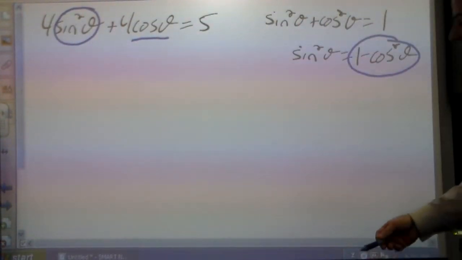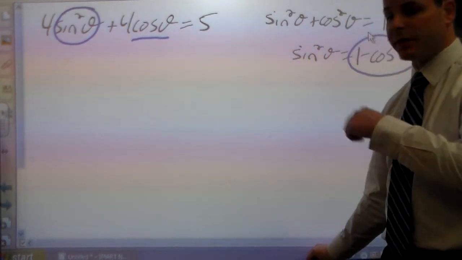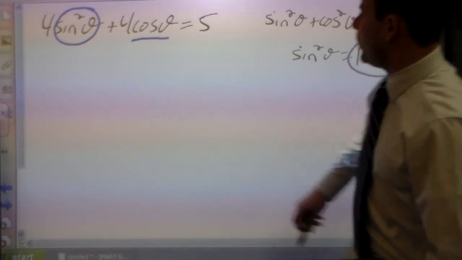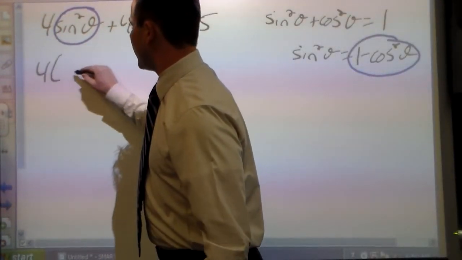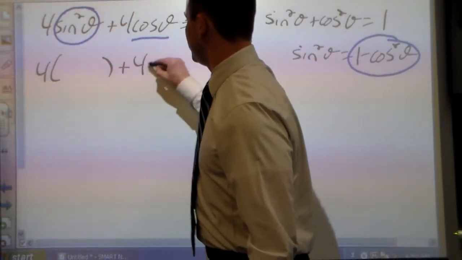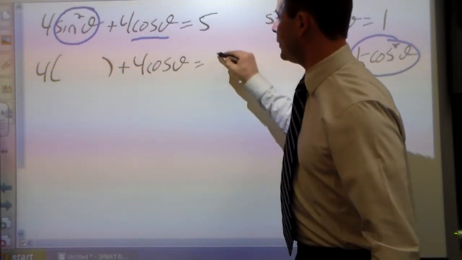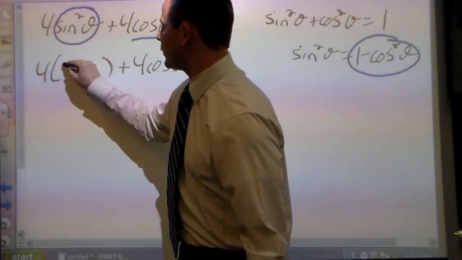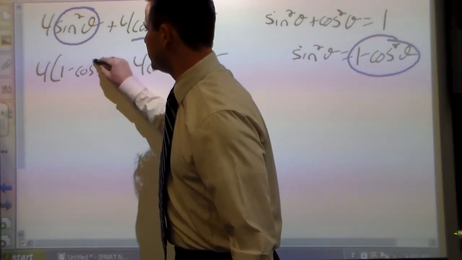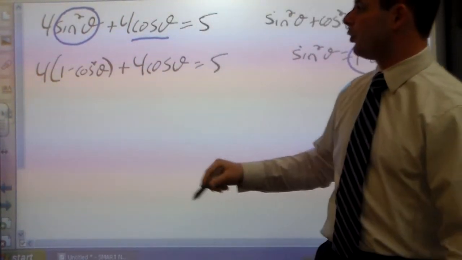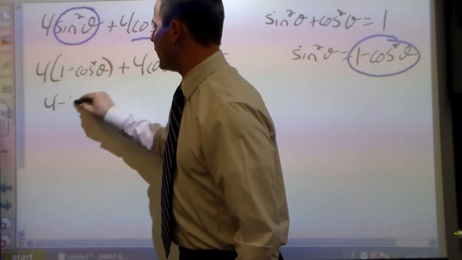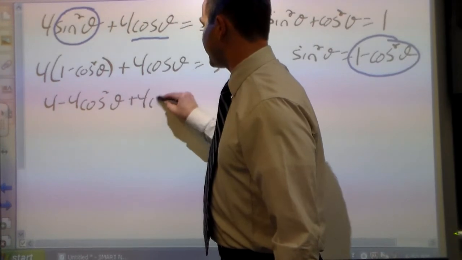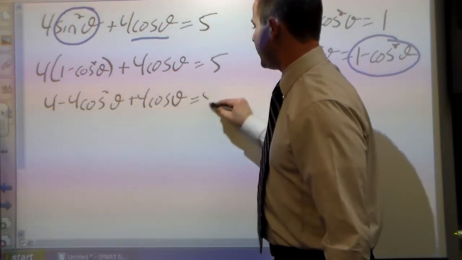So we're just going to plug it in. Make sure you're using parentheses to remind yourself to distribute. So let's use some parentheses here and open up 4 times whatever sine squared is equal to, plus 4 cosine equals 5. And we found out that sine squared is equal to 1 minus cosine squared. Now let's distribute the 4. 4 minus 4 cosine squared plus 4 cosine equals 5.